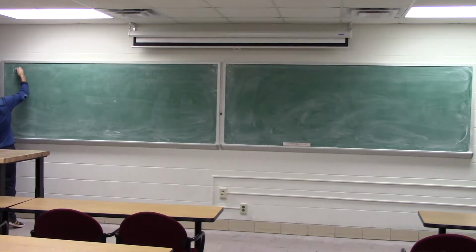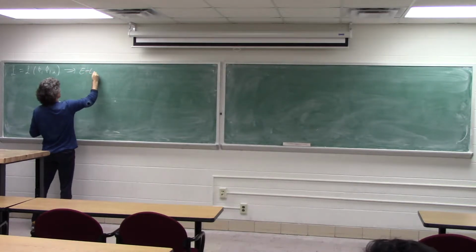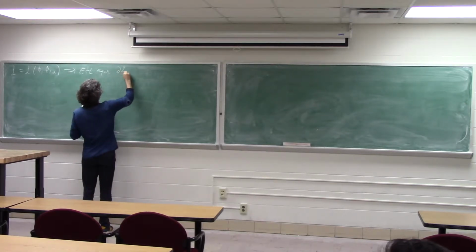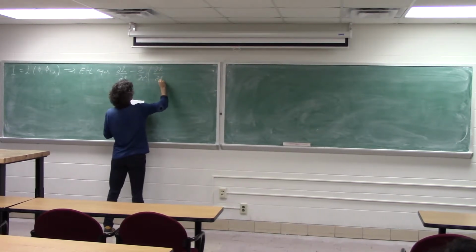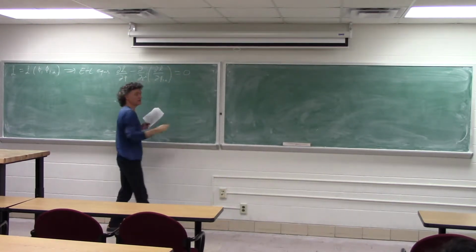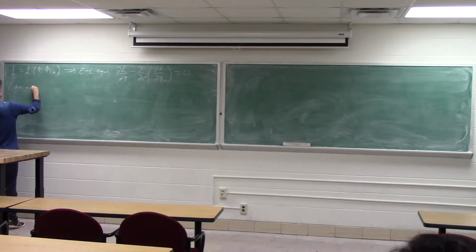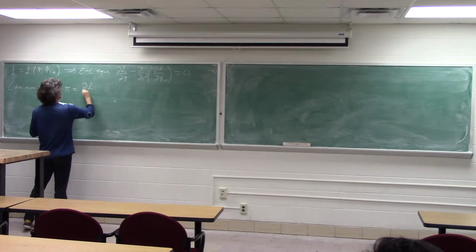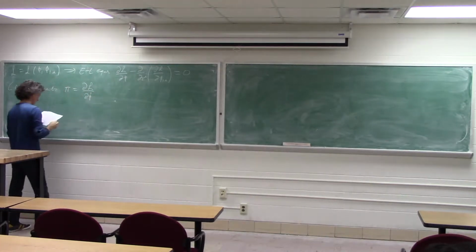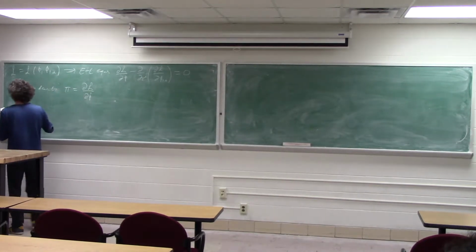So we start off with the Lagrangian density, and this implies the Euler-Lagrange equations. I'm just going to write them out for one field. One equation for each field, fine. And the canonical momentum density, pi, is defined to be the partial derivative of the Lagrangian density with respect to phi dot. We've already said that, and then we have the Hamiltonian.